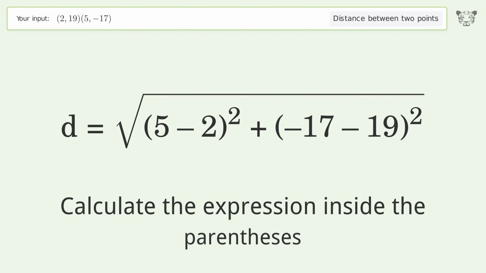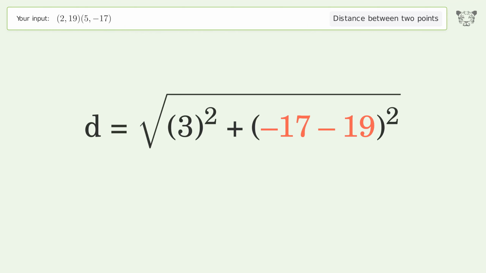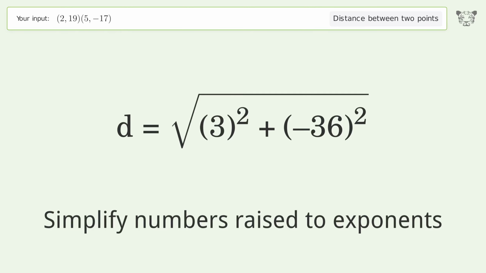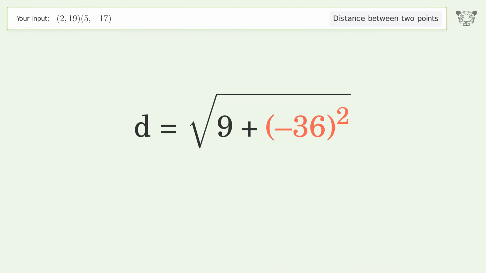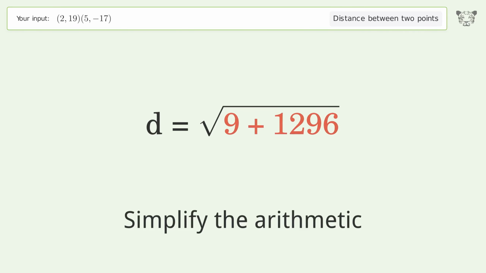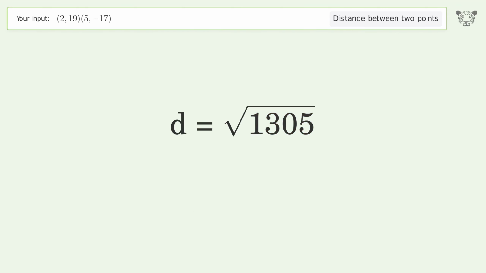Calculate the expression inside the parentheses. Simplify numbers raised to exponents. Simplify the arithmetic. And so the distance between the 2 points is the square root of 1,305, or 36.125.